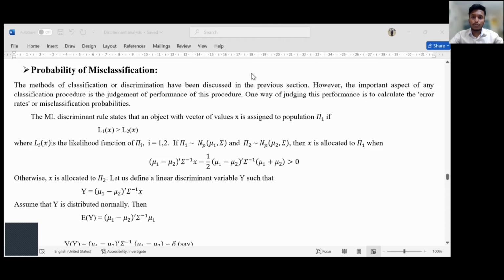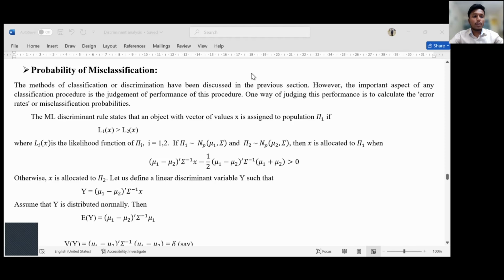So today I am going to present my seminar on discriminant analysis. Firstly, we have to see what discriminant analysis is. Discriminant analysis classifies objects according to which population they belong to, and there are four types of discriminant analysis. First is the maximum likelihood discriminant rule, second is the likelihood ratio discriminant rule, third is the Fisher discriminant rule, and fourth is the Bayes discriminant rule.